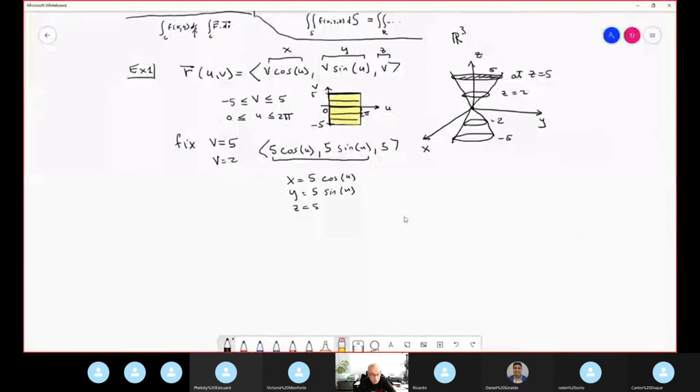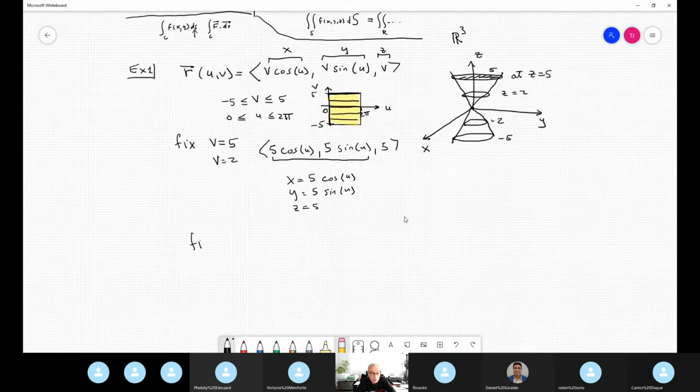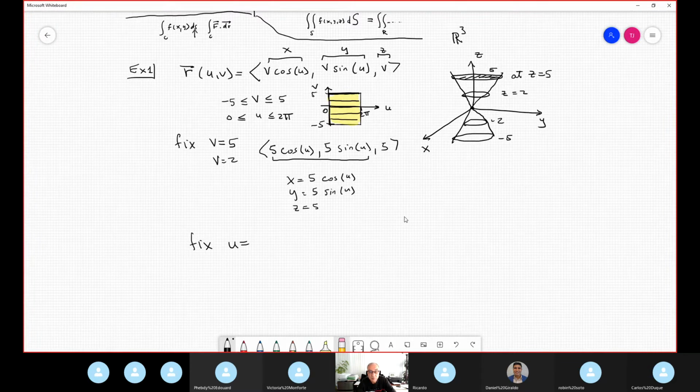Suppose I fix U. So U equal, for example, 0. Pi over 2, 0, doesn't matter. Both, 0 first. So the vector value function is cosine 0, que es 1, sine 0, que es 0, and B. And this is a curve. What kind of curve? It's a line. What line? This line.